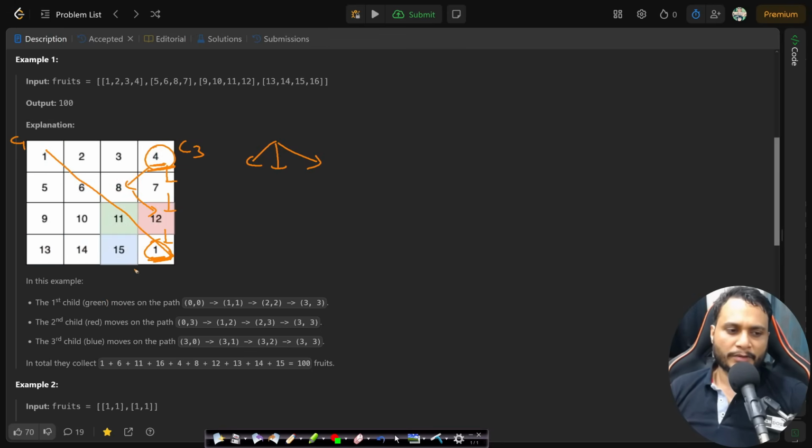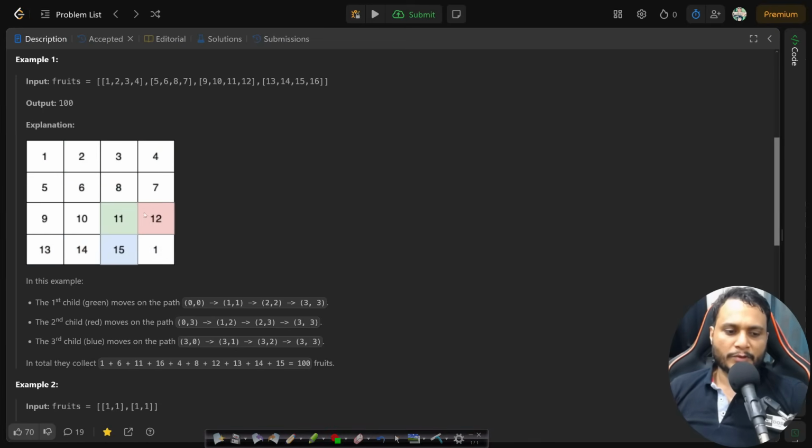Okay, so what we will do is we will break down this problem into 3 parts. First we will find out the total fruits collected by C1, which is the addition of the diagonal. Then we will find out C2 by trying out all possible paths within this search space. And then we will try out all possible paths starting from C3 in this search space. Taking all these 3 values, we can add and return the maximum fruit collected by all the 3 children. That will be my objective.